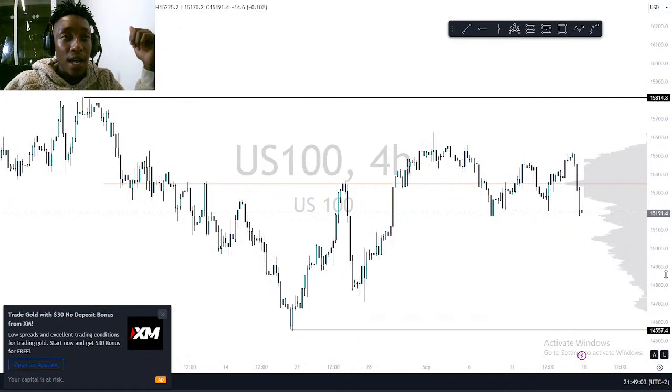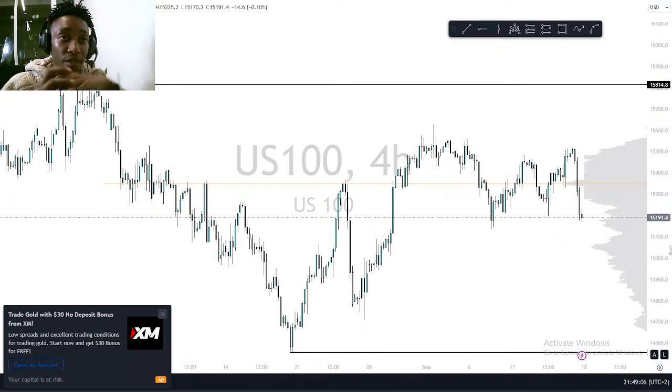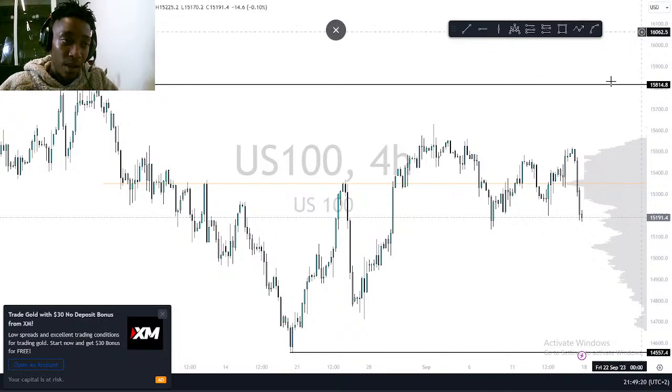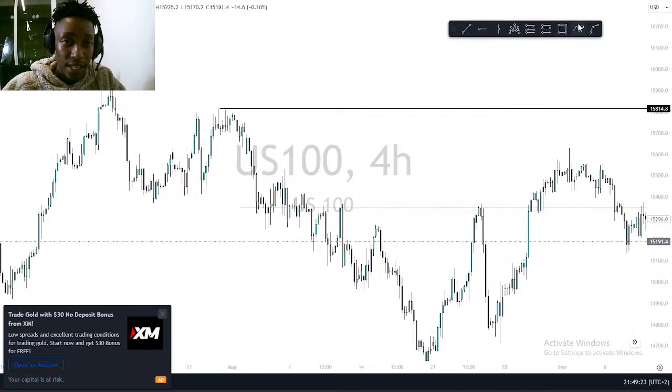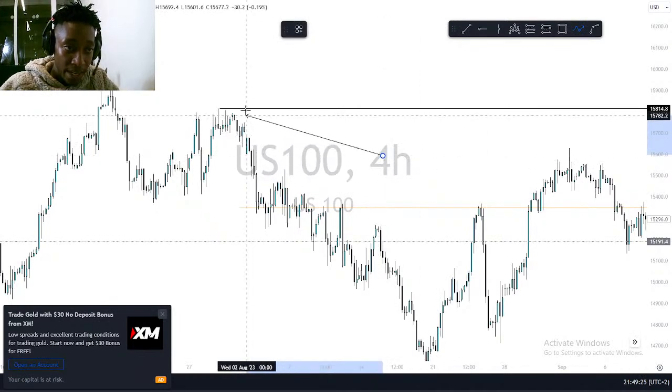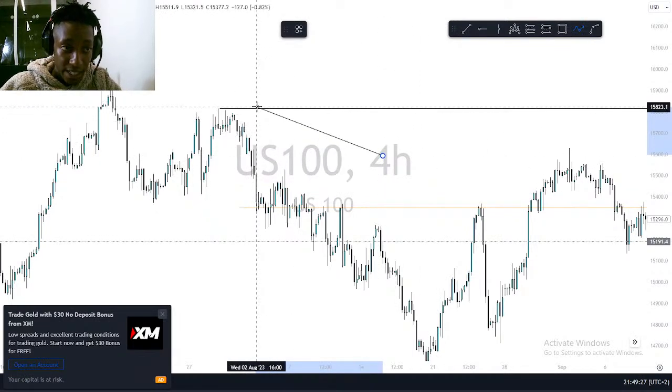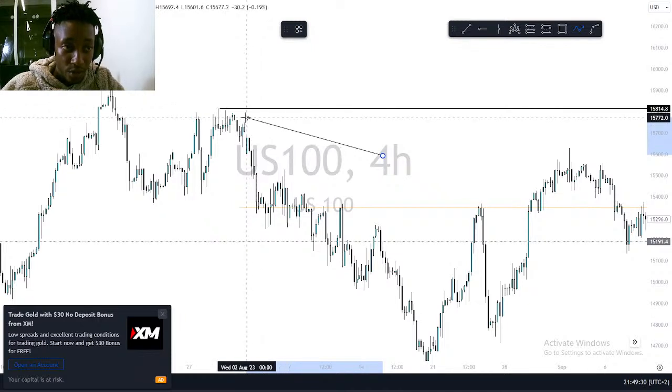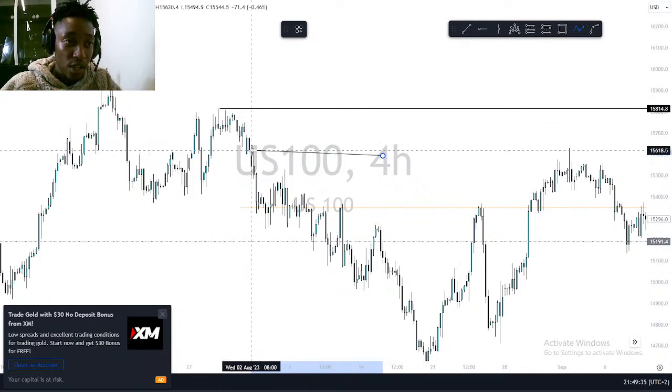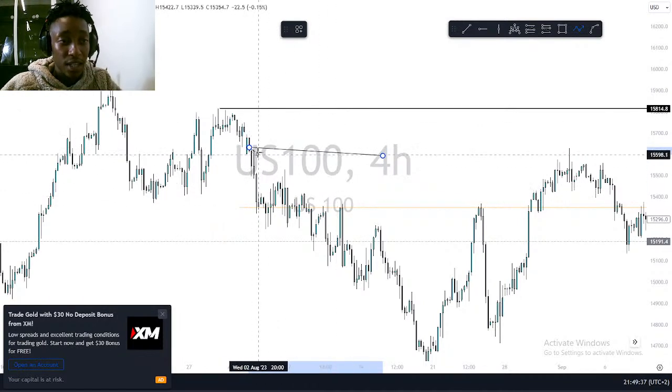for our supply zone. How do we find the supply zone? For a supply zone, we go where the market gave us a high, and then we look for the last bullish candlestick before the push to the downside, and then we mark that candlestick as our supply zone. So here is where the market gave us a high, and this is the last bullish candlestick before the push to the downside.